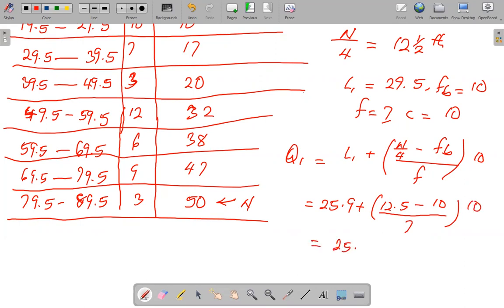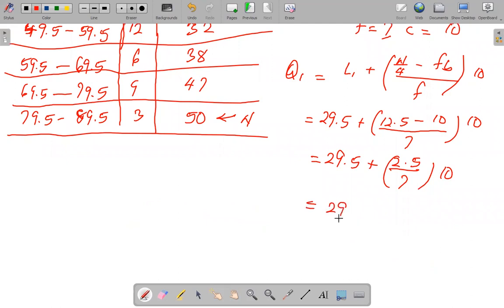That will be 25.9, or can you imagine, 29.5, but I wrote 5.9. Let me correct that to avoid confusion. This is supposed to be 29.5 plus 12.5 minus 10 is 2.5, divided by 7, multiplied by 10. So 2.5 times 10 is 25, and 25 divided by 7 is 3.6. So I have 29.5 plus 3.6, which gives me 33.1. So my lower quartile, Q1, is 33.1.